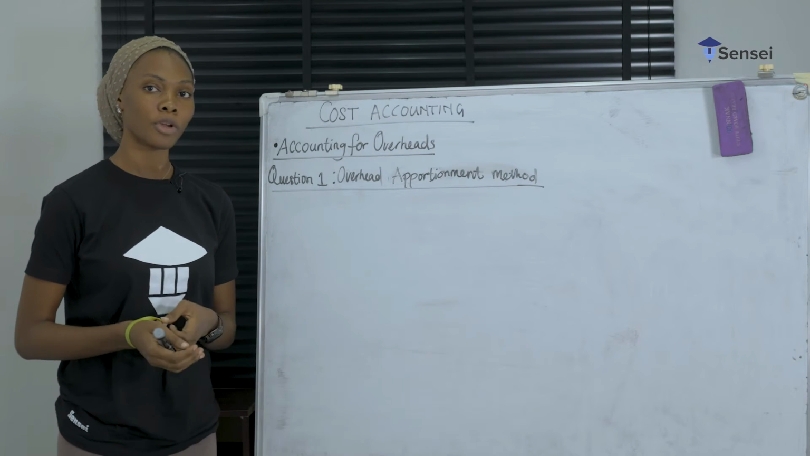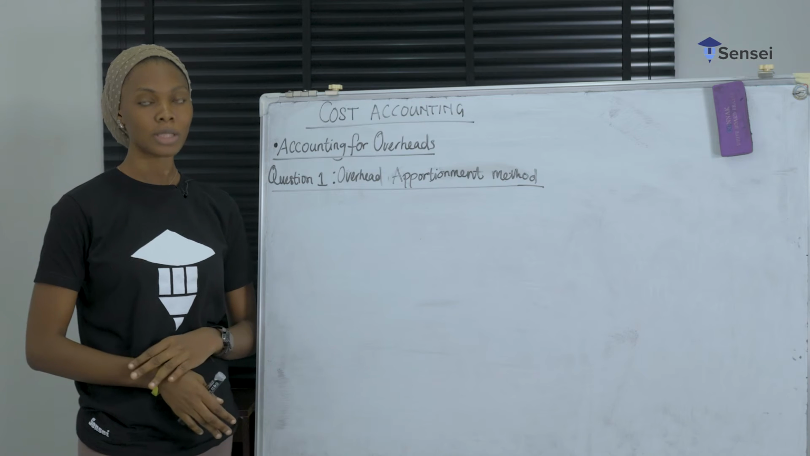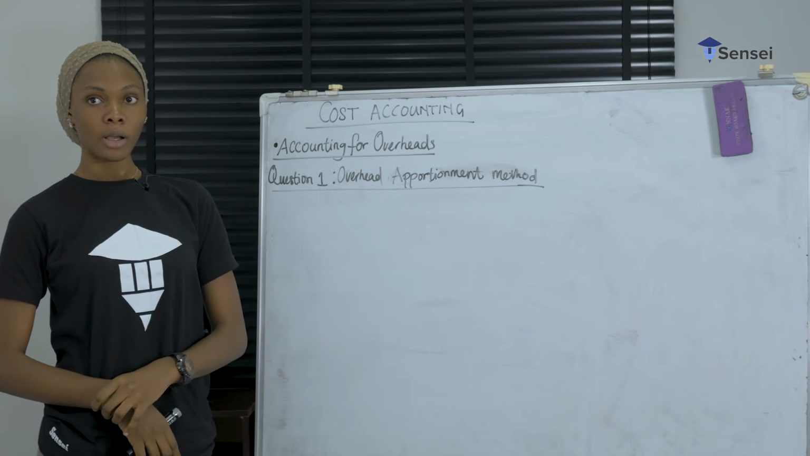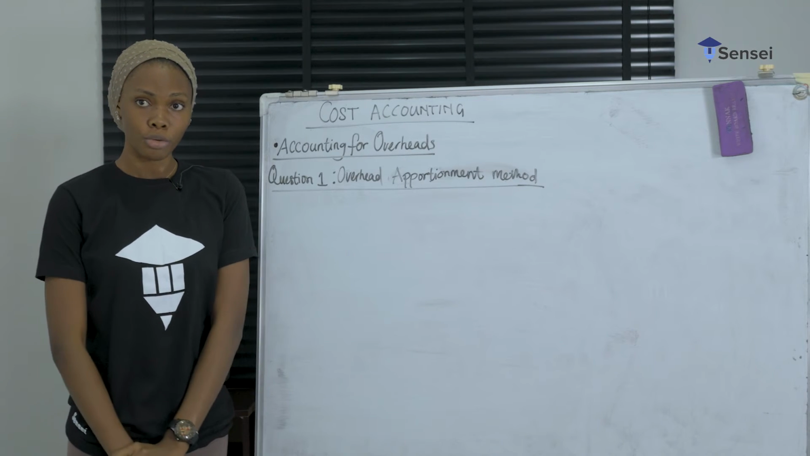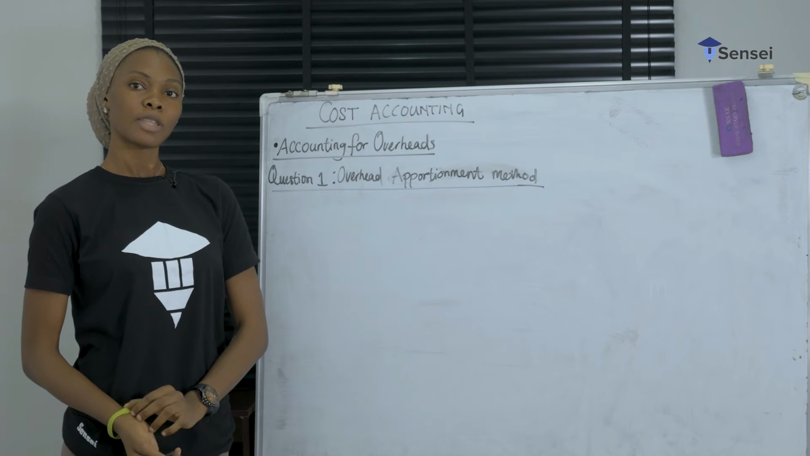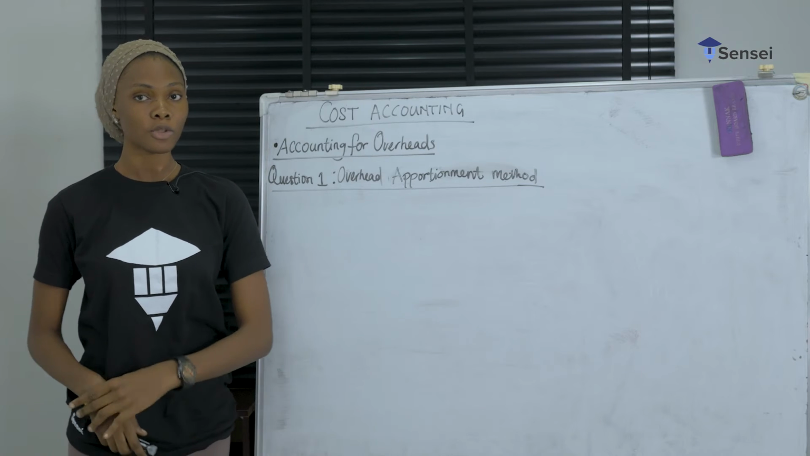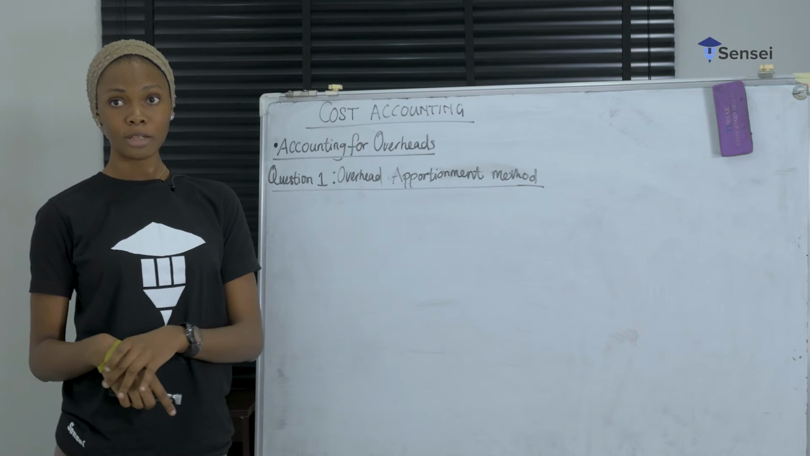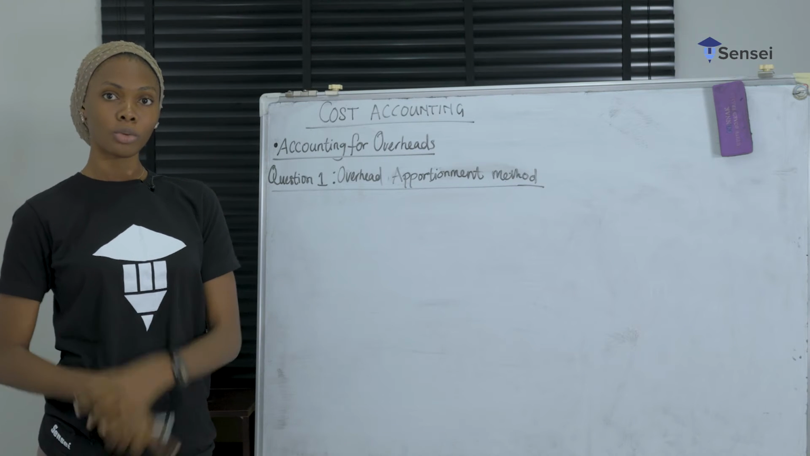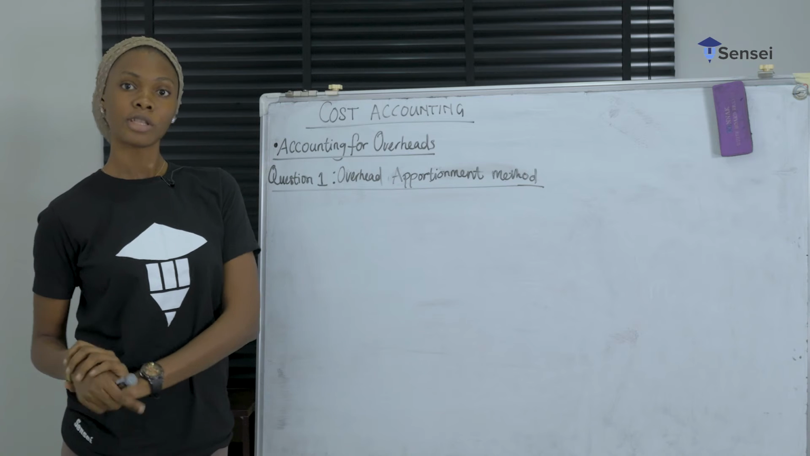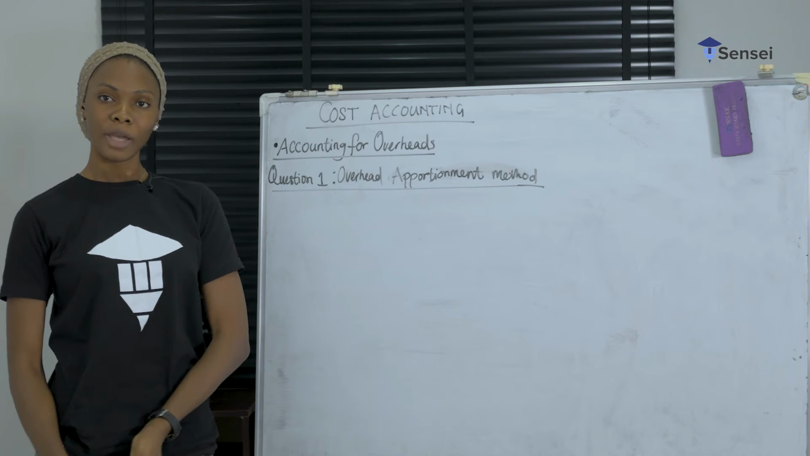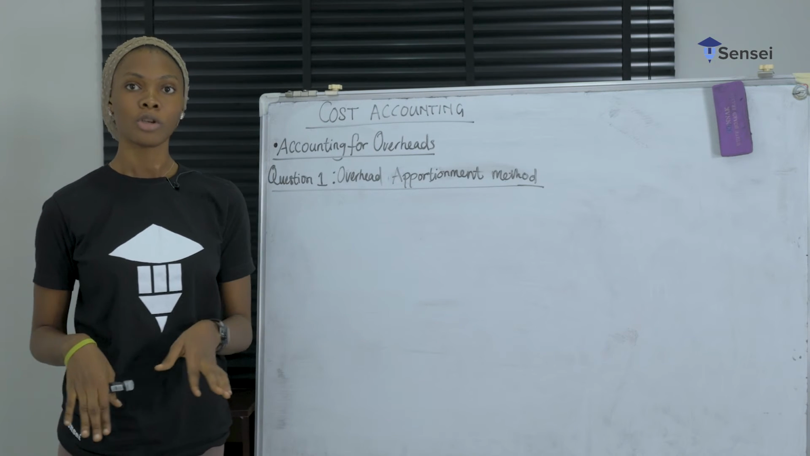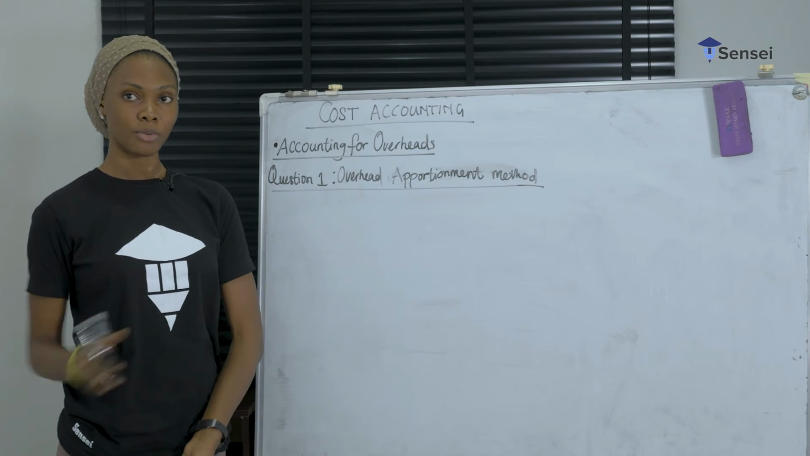The number of employees in department A is 120, while the number of employees in department B is 80, and for production control it is 10. The estimated kilowatts used in department A is 2,700, while for department B it is 2,300, and in production control, no kilowatts are used. So we are required to prepare the overhead analysis sheet, showing how overhead costs will be apportioned to both the service departments and the production departments.